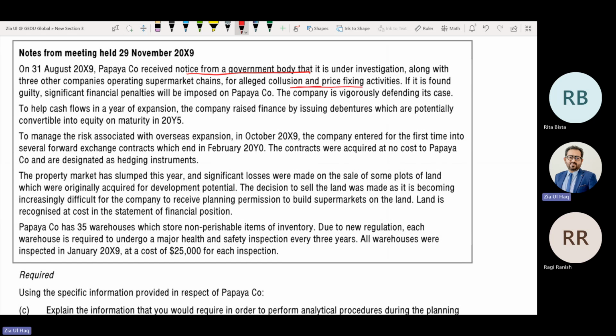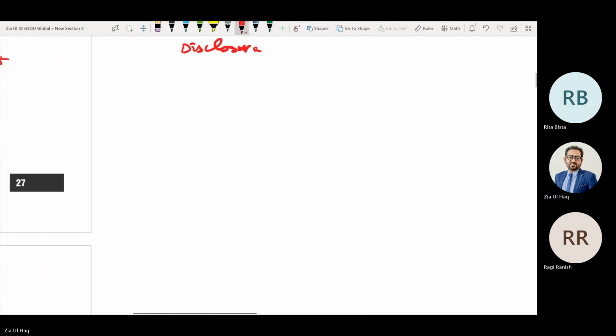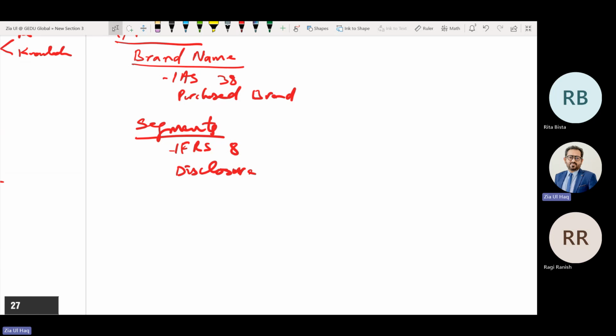The company is receiving a notice from a legal body, as if they were involved in some kind of illegal activities. If it is found guilty, significant financial penalties will be imposed on Papaya Company. This means there could be chances of provision or contingent liability. The company is vigorously defending its case. Vigorously means there could be chances the company will pay the damages. So now we will put the heading: penalty or investigation.